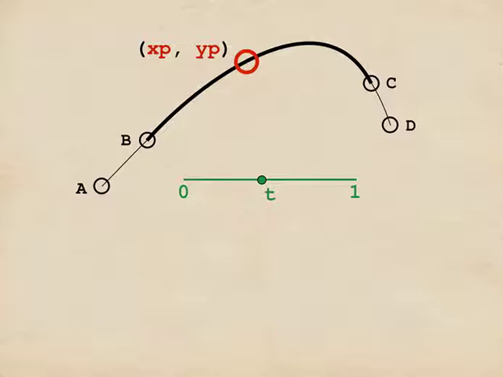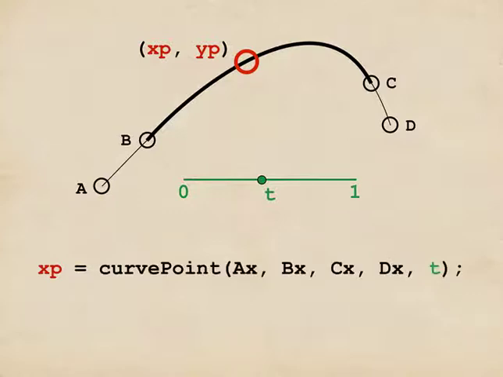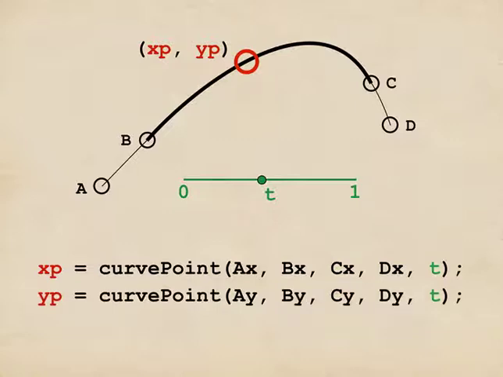How do we find xp and yp? Here's the technique. To find x, you call curvePoint with the x coordinates of the 4 points that are involved and the value of t. And we'll get back a single floating point number that is the x coordinate of the point in the red circle at the top. To get the y coordinate, we call curvePoint again, but this time we hand it the y values of the 4 points.